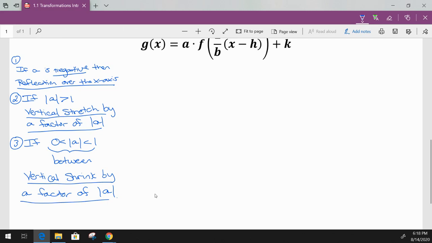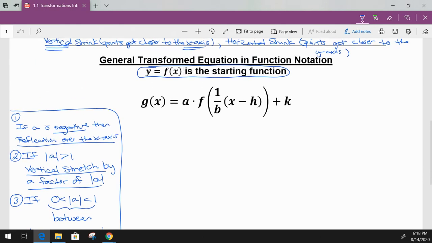The last thing that I would like to talk about is which coordinates it affects. When you have something on the outside that's being multiplied, so the outside of the function rather than inside parentheses with the x, it's going to affect the y coordinates. That's very important that you understand. All right, so that takes care of A.